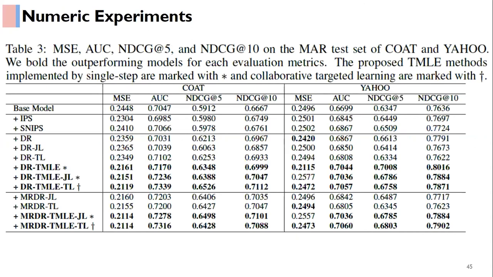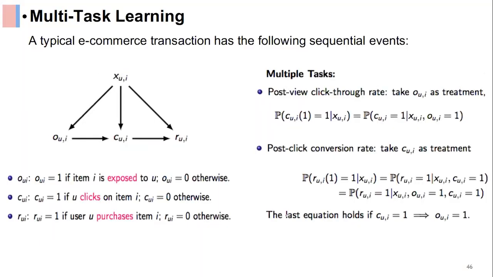Table 3 reports the performance of various debiasing metrics using MSE, AUC, NDCG@5, and NDCG@10 as metrics. We can see that the proposed TMLE estimators are achieved by single step and collaborative target learning. And we can see that the TMLE-based methods outperform the baseline methods significantly in all metrics. And another enhanced way is parameter sharing.